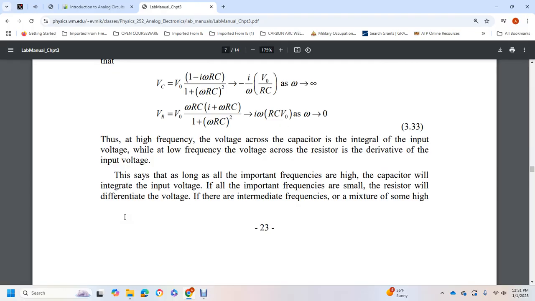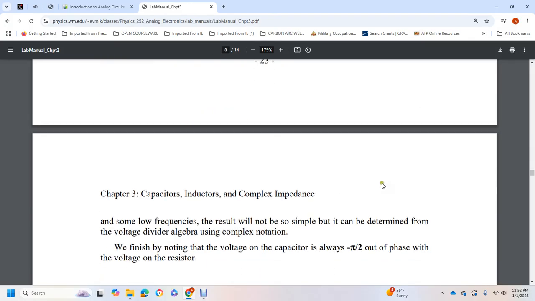This says that at high input frequency the capacitor integrates the input voltage, while at low frequency the resistor follows the input voltage. At intermediate frequencies you get a mixture of the sum of the high and low frequency results, which may not be simple to determine from the voltage divider or the algebra, even in complex notation, noting the voltage across the capacitor is at negative pi over 2, out of phase with the voltage across the resistor.